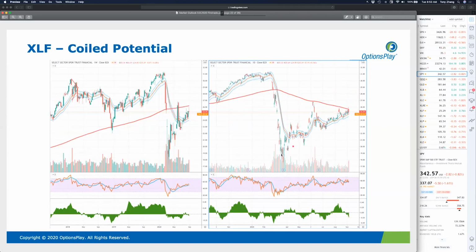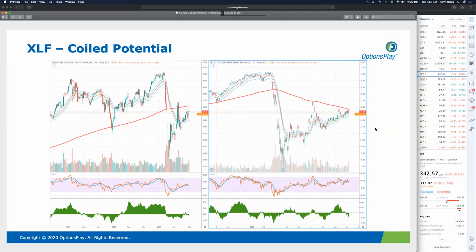XLF, another one of these coiled potential moves here. XLF, same thing as utilities. Potentially break here to the upside. We're starting to see this, again, rotation out of technology into some of the worst performing sectors. Financials, the second worst performing sector after energy. Can we see this rotation to financials?